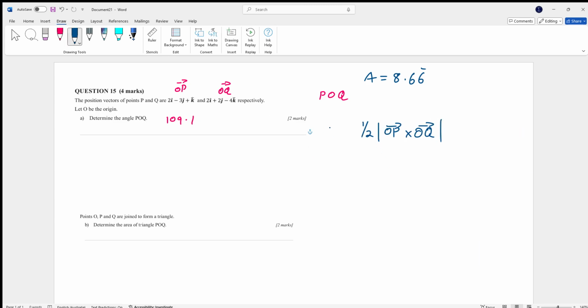So first of all, we need to cross the vectors, okay? Then we'll worry about the length. So here when we're going O to P, now you don't have to go O to P cross O to Q, you could do it the other way because it will just give you the vector in the opposite direction.